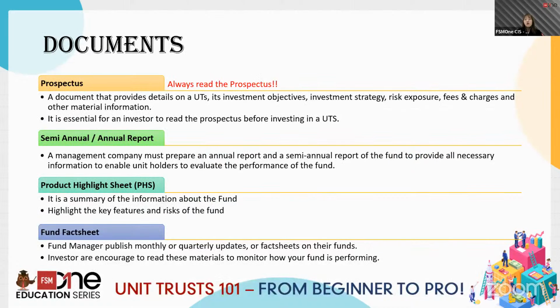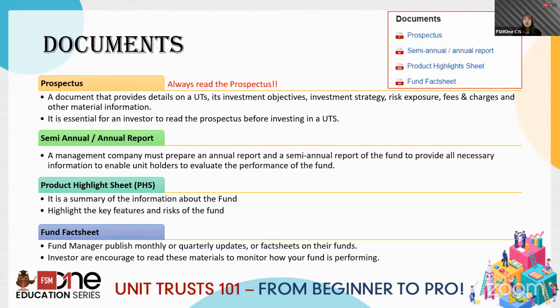Next, before you buy a unit trust fund, you will be notified with documents such as the prospectus, the product highlight sheet, and the annual report. Earlier we talked about how we can always refer to these documents for more information. So what is each of these about? A prospectus is a document that provides details on a unit trust. It lets investors know the investment objective, the strategy, the risks exposed, and also the fees and charges and other material information. So it is essential for investors to read the prospectus before investing into a unit trust.